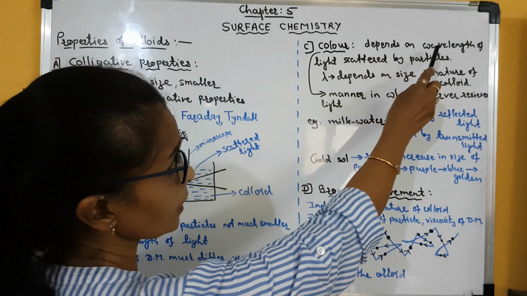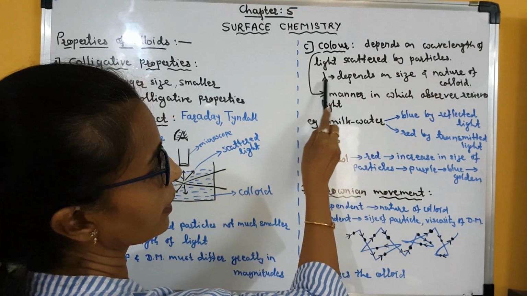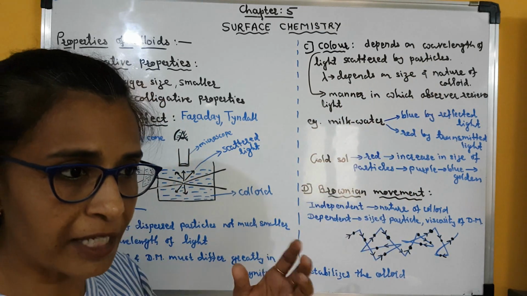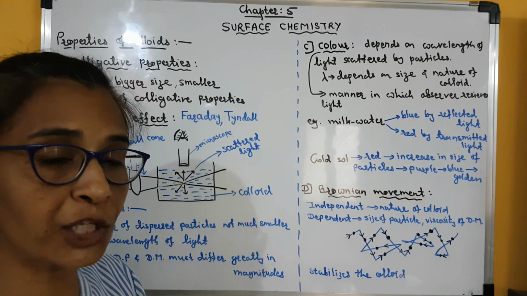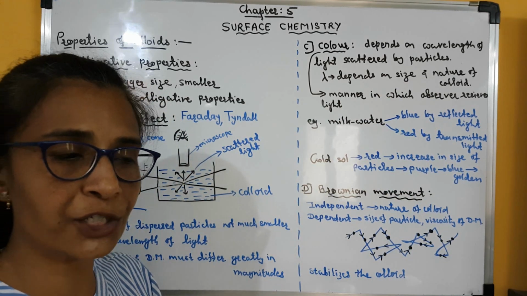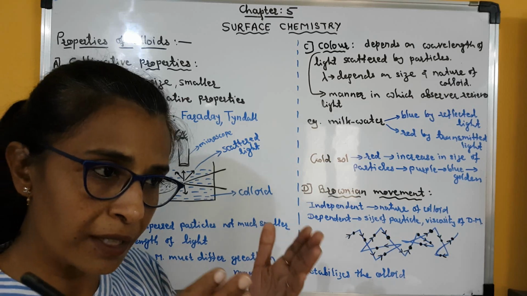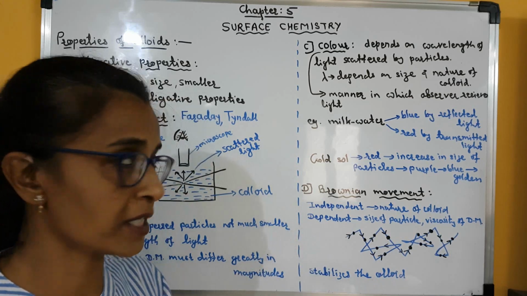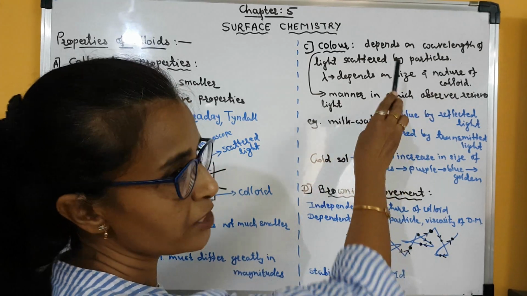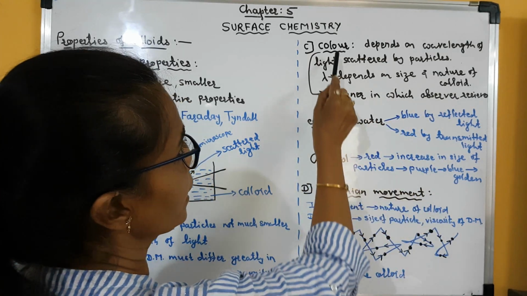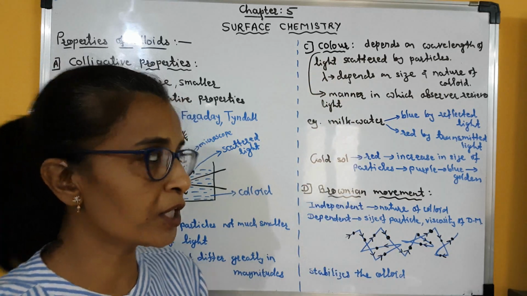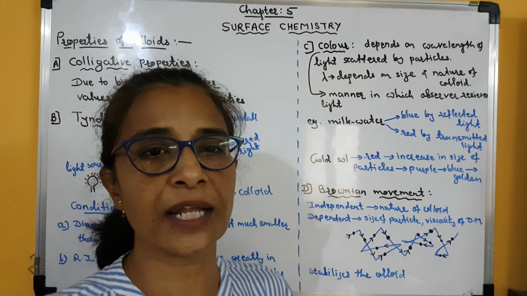Now this wavelength lambda depends on the size and the nature of the colloid, the size of the colloidal particle and the nature of the colloid, what type of colloid we have. In the classification of colloids, we have studied different types of colloids. So it depends on the nature of the colloid as well as the size of the particle. Now this color also depends on the manner in which the observer receives the light.